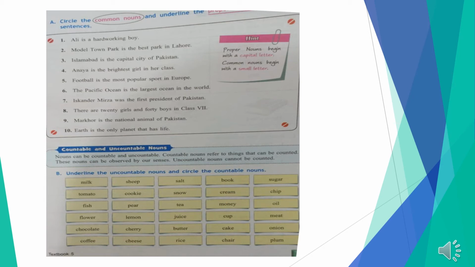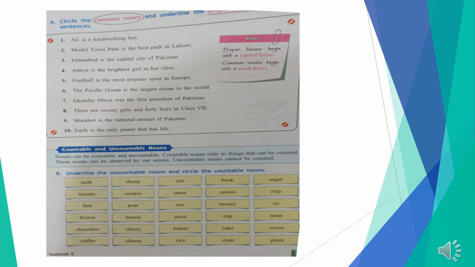Nouns can be countable or uncountable. Countable nouns refer to things that can be counted. These nouns can be observed by our senses. Uncountable nouns cannot be counted. It's very simple. Underline the uncountable noun and circle the countable nouns.